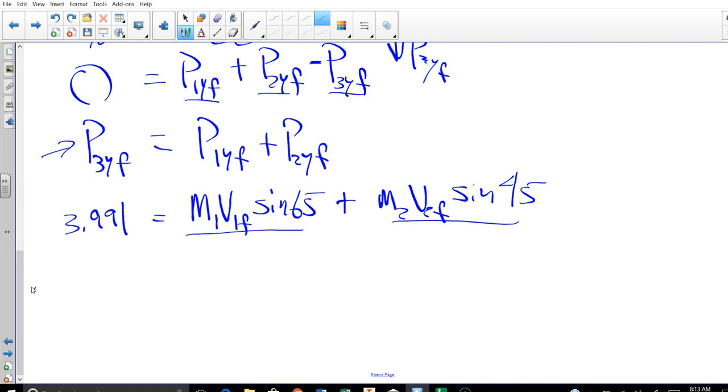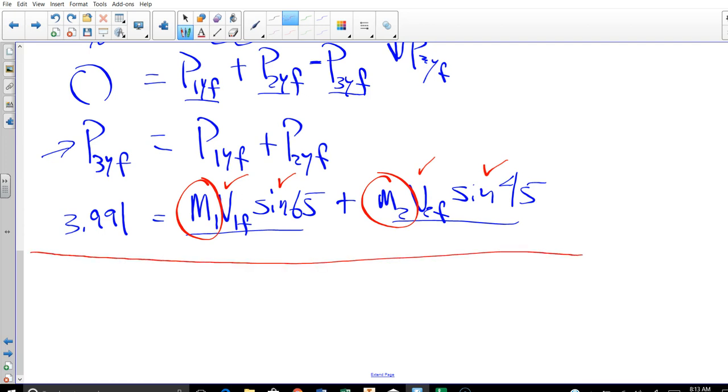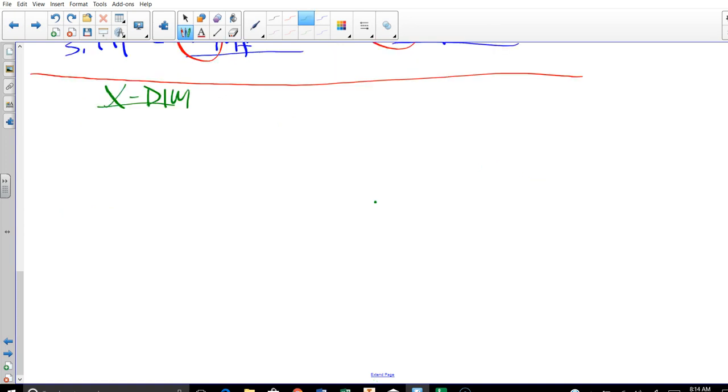I know those two. What I don't know is mass 1 and mass 2. So what do I need to do? Whenever you have two unknowns, start looking for another equation that has those same two unknowns. And in this case, I think the best bet is the dimension we haven't looked at yet, and that is the x dimension. So let's do the same thing, but in the x dimension.